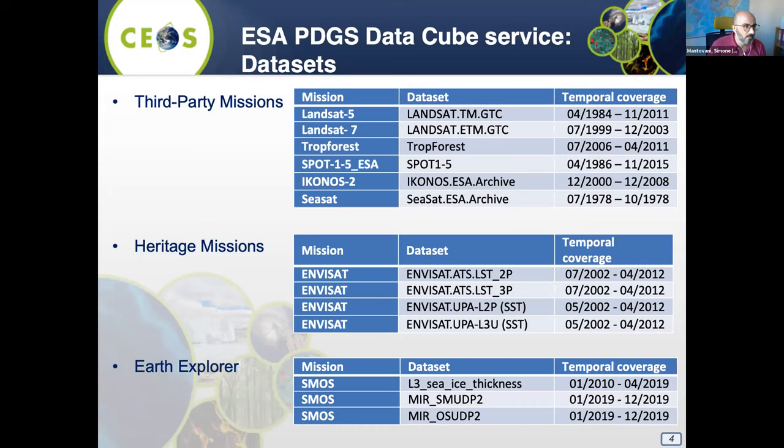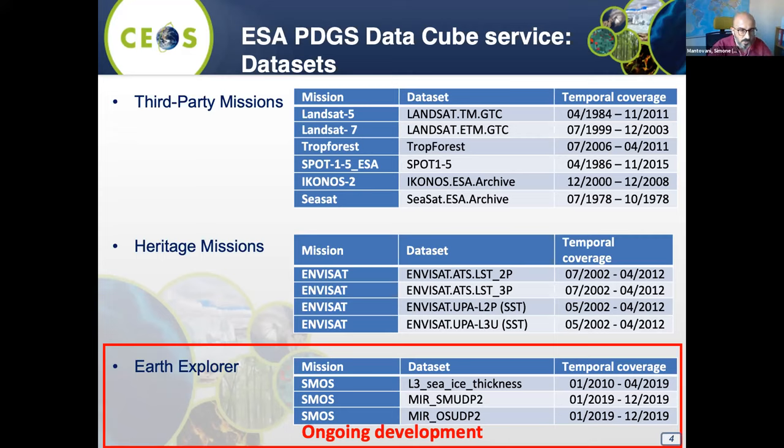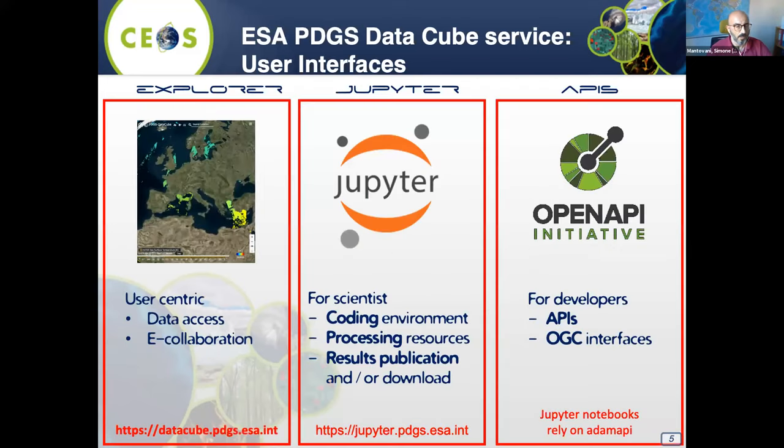So you see here the list of what today is managed by the service. And I also put what is currently ongoing development at ESA that will be presented later in the demo. These data have different temporal coverage, have different spatial coverage, but most important, I think they have a different data format, data granularity, spatial granularity. And the service is homogenizing and, let's say, improving the way the user will have access to the data.